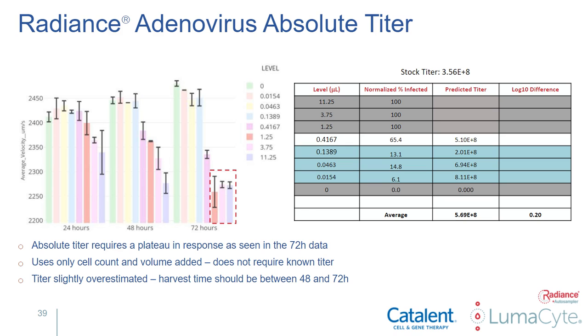And only using the cell count and the volume of the virus added without knowing the titer, one could predict the titer. And in this case, the predicted titer of 5.698 is comparable or within the range for the stock titer at 3.56 E8. Although it was slightly overestimated, I think having this method is a huge advantage when it is not possible to generate the calibration curve prior to using this for measurement.